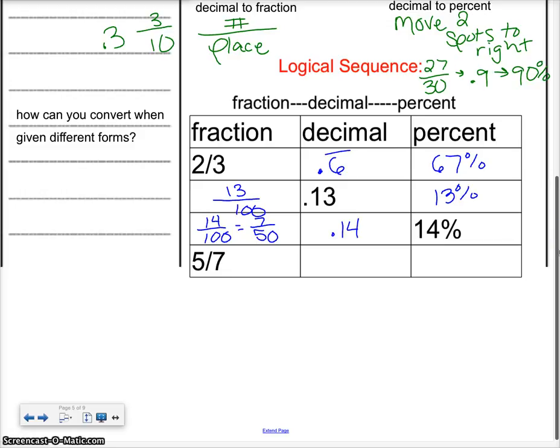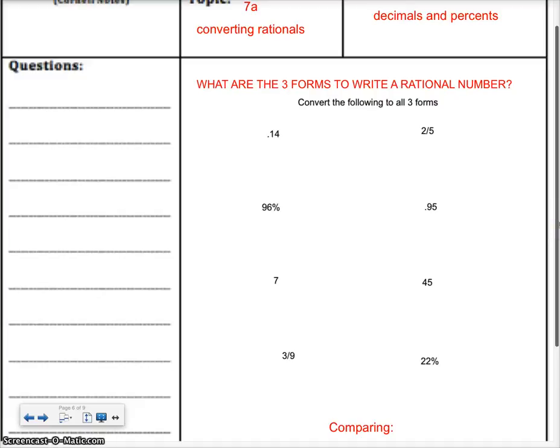Okay, my fraction, I can just go 5 divided by 7 is 0.71 rounded. Remember that was rounded, which turns to 71%. Okay, turning 0.14 into the other 2 forms, well, I know 0.14 is 14 over 100, which is 7 over 50. And I also know that's 14%. So those are my other 2 forms.